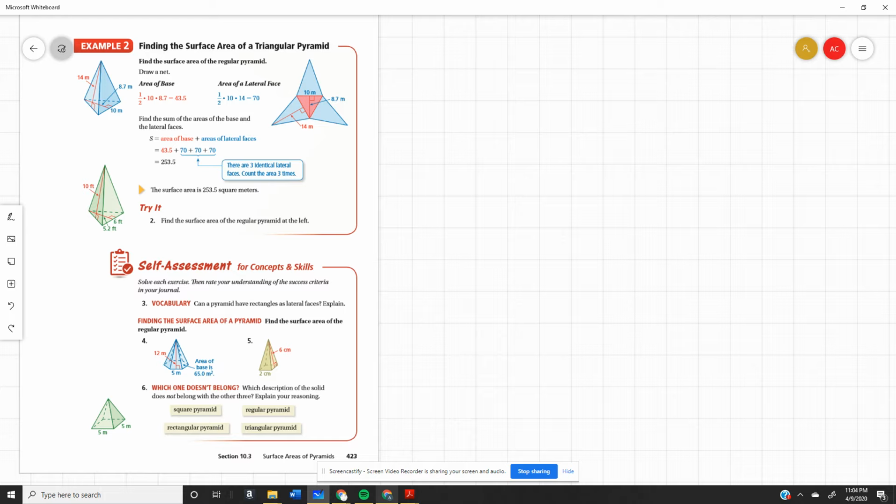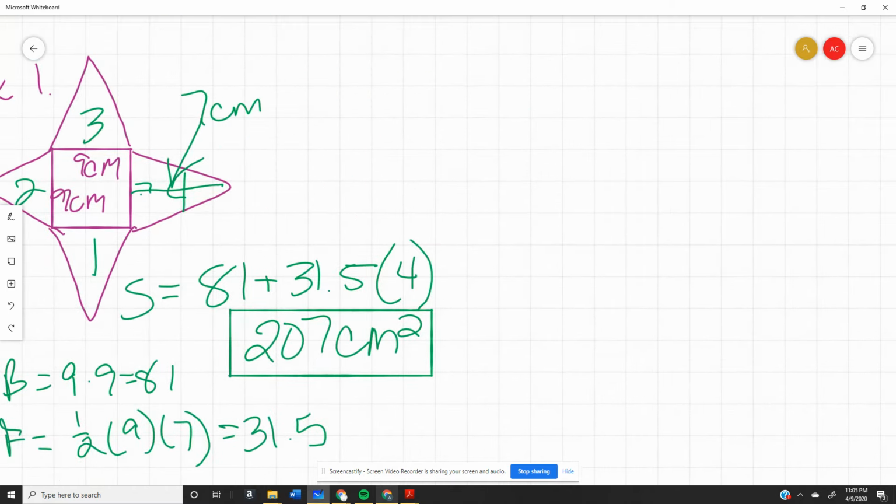So the first thing we're going to do is notice that this is a triangular pyramid because it has a base that is a triangle. You can see that triangle right here, and then you can really see it in the net that they drew right there. So let's go ahead and come over here and draw our own net because I think it's cool.